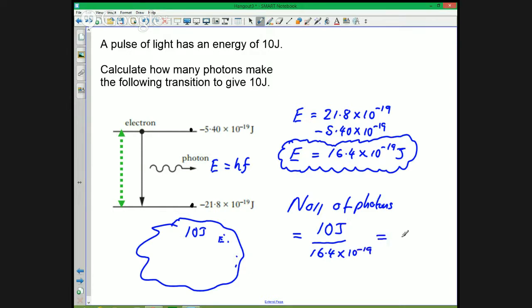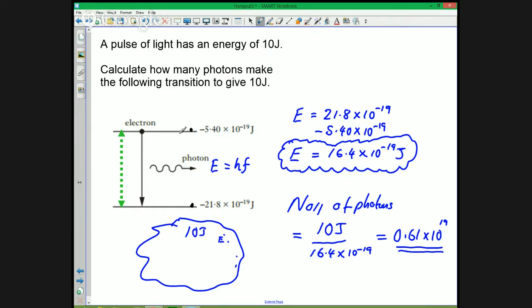Once again, we do that in my calculator, we should get an answer of something like 0.61 times 10 to the power 19 photons. You don't need to bother putting in standard form, just leave that as the answer, 0.61 times 10 to the power 19 photons. Now that was a good question, because they've given us a different way.